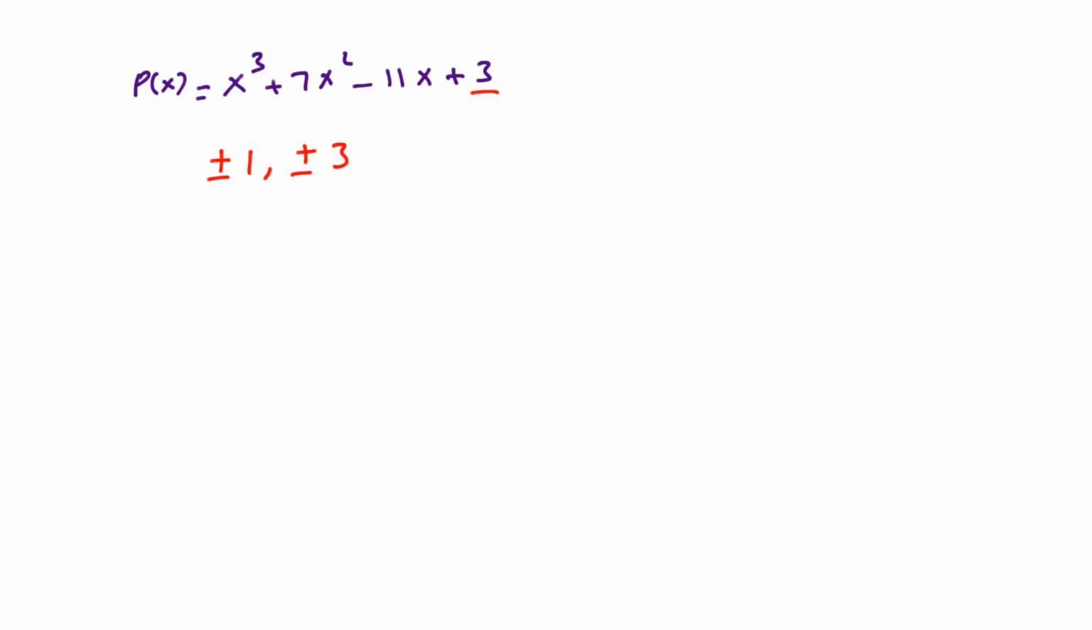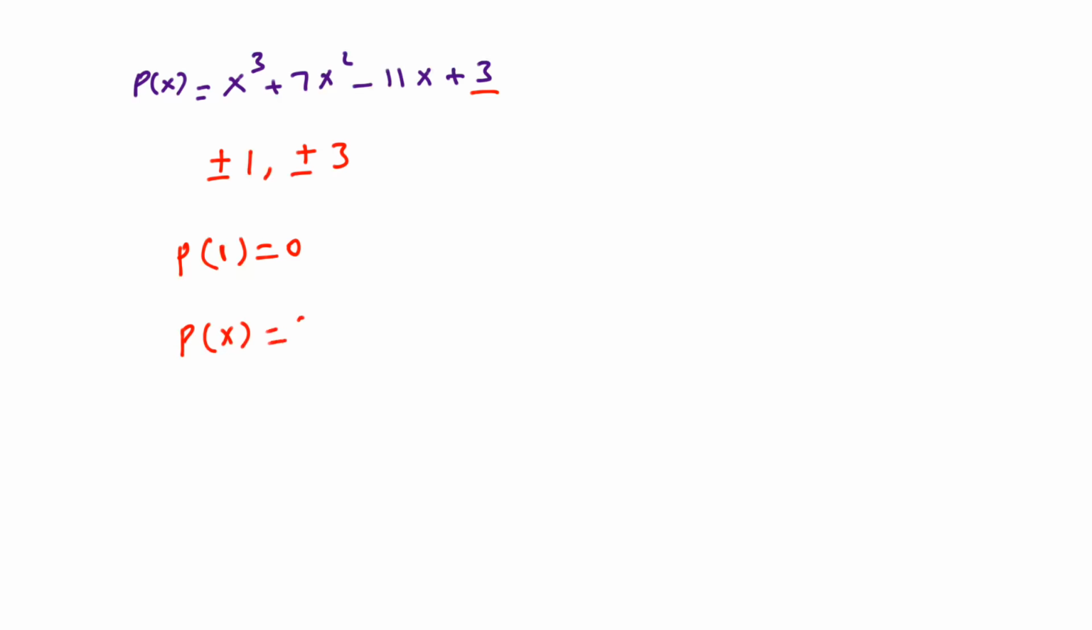Now, how do we know if it has any rational zero? We start plugging these numbers in. Whichever makes P of x equal 0 is the root. And if none of them makes P of x equal to 0, that means the equation does not have any rational zero. In this case, P of 1 is 0. That means x minus 1 is a linear factor, and that also means this equation has a rational zero.